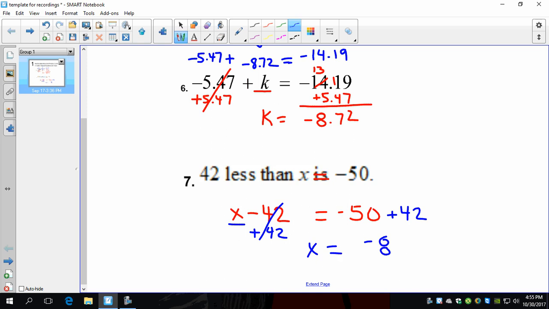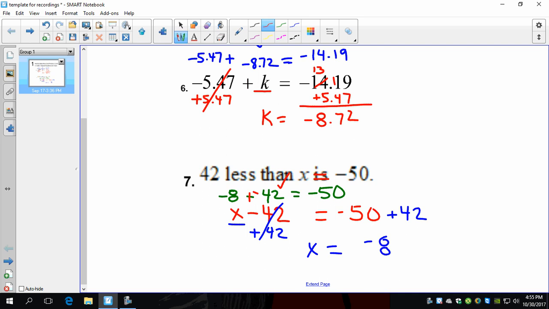The final step that I want to do just to check my work to make sure it is correct, I'm going to plug in negative 8 for x. So I'm going to go negative 8 minus 42 equals negative 50. Does that check out? Remember, you got to change your signs. If we're subtracting, we can make that a plus. That becomes a negative. Negative 8 plus negative 42 does indeed equal negative 50. So I have just done my check, and I know the problem works.